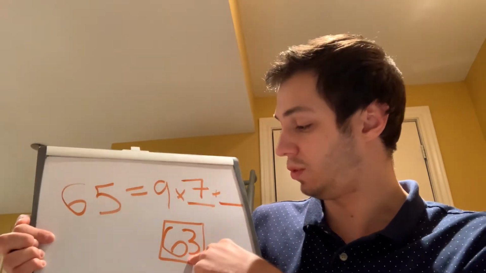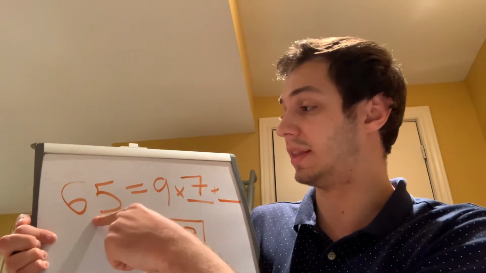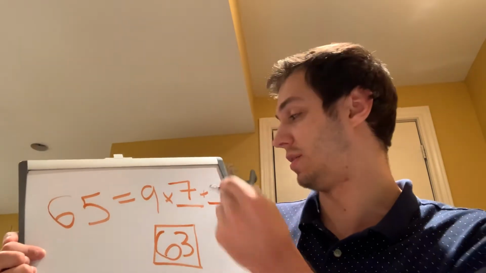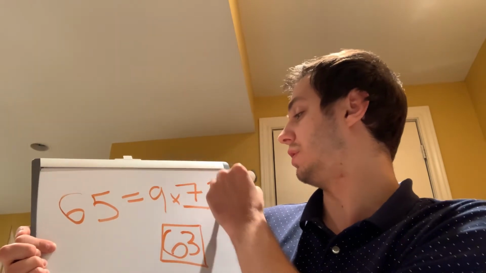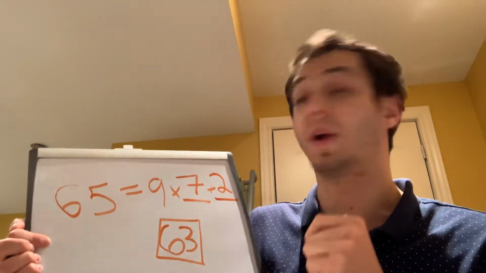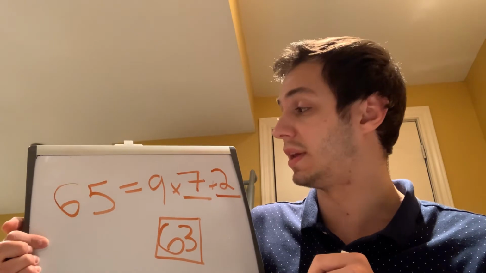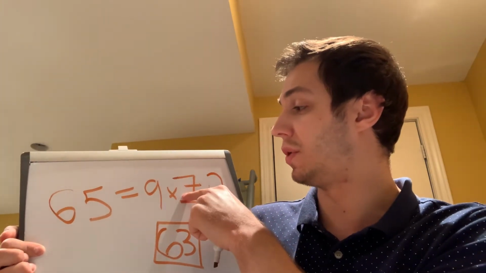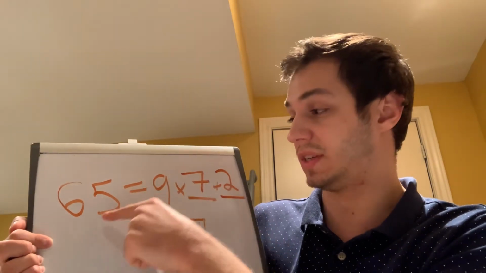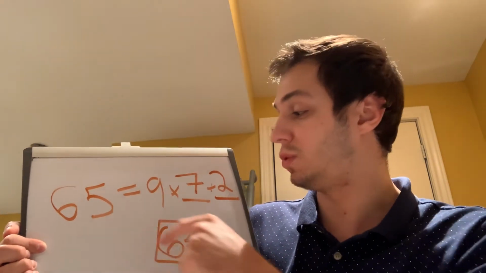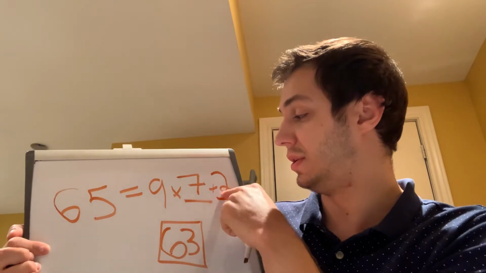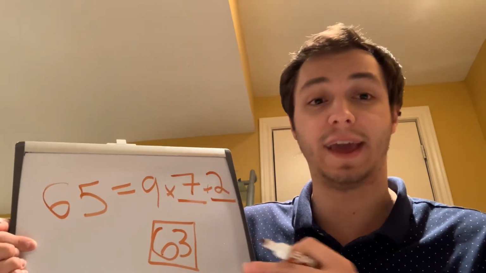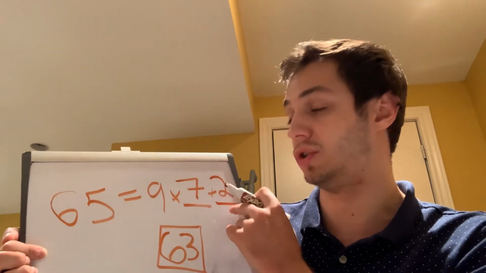And now, what do I have to add to 63 to get to 65? Right, 63, 64, 65, I have to add 2. So I'll put the 2 in the box, or in the space right over there. So once again, what we want to figure out is first, 9 multiplied by what number will get me really close to 65? And then what do I have to add to that number to get to 65? Once again, you can have different answers depending on the numbers that you choose.